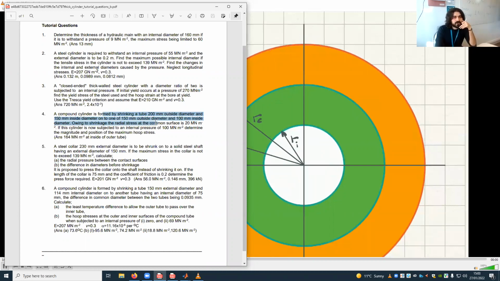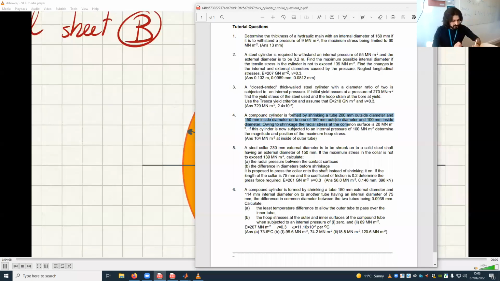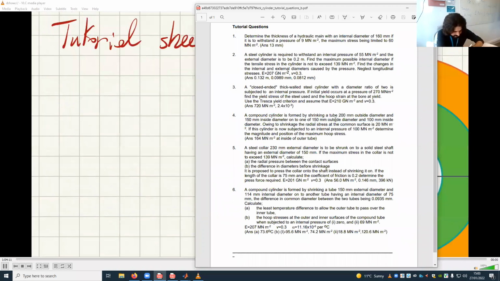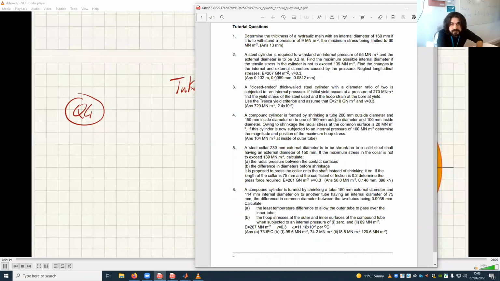Compound cylinder formed by shrinking a tube of 200 millimeter outside diameter and 150 millimeters. So let me copy this information first. Outside diameter, so DE, the larger one, is 200 millimeters. DC is 150 millimeters. DI is 100 millimeters.